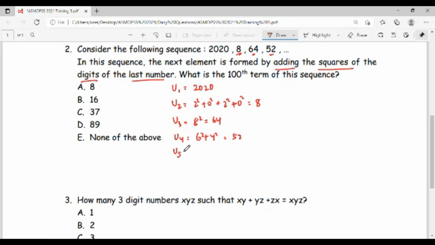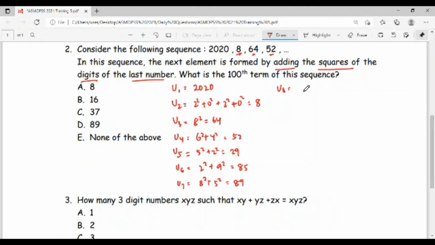Okay, so we have to keep working out the next elements until we find a pattern that we can follow. All right, so now 52, that means 5 squared plus 2 squared, 25 plus 4, that's 29. And then the sixth term is 2 squared plus 9 squared, so 4 plus 81, and that's equal to 85. The seventh term is equal to 8 squared plus 5 squared, 64 plus 25, that is equal to 89. So far, we haven't seen any repeated element, right? That means we haven't got a pattern.